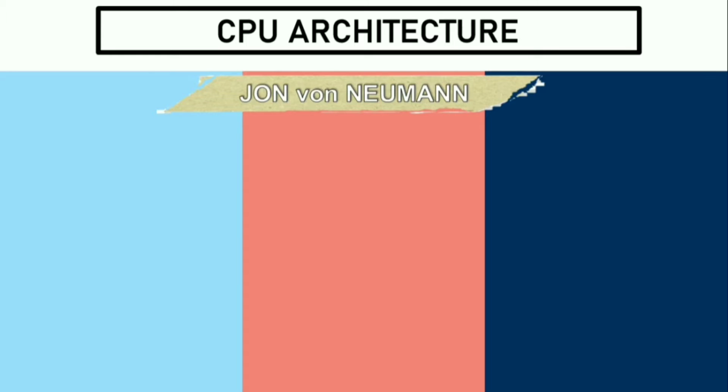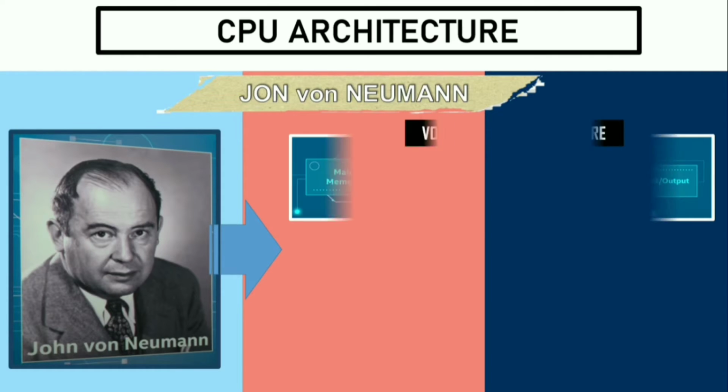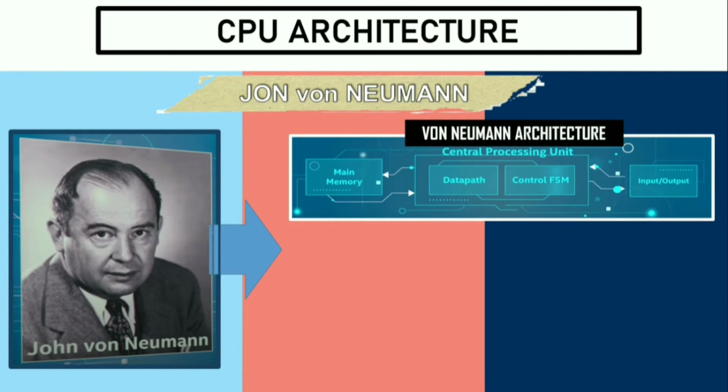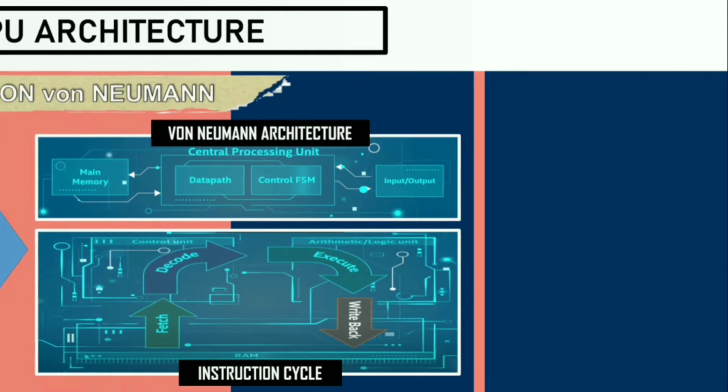Next is John von Neumann. John von Neumann popularized a new kind of computer architecture with a simplified design and programming, called the von Neumann architecture. It has 3 separate systems, namely memory, CPU, and input-output interface. This also introduces a 4-step instruction cycle: fetch, decode, execute, and write back. This architecture is even used in the basic principles of our modern computers.